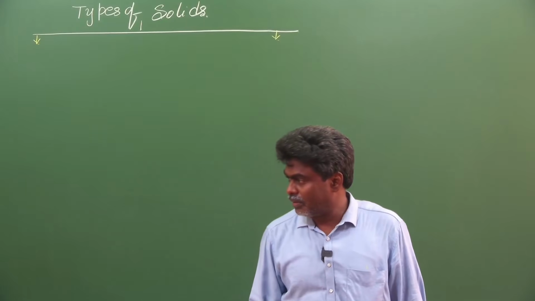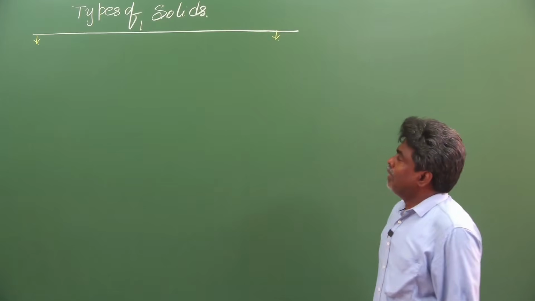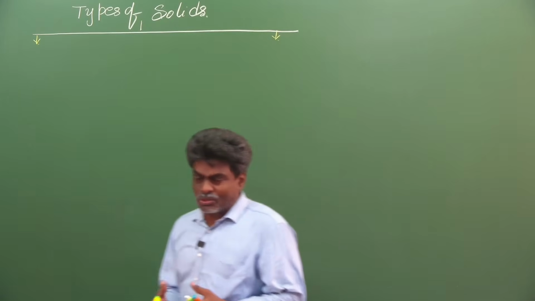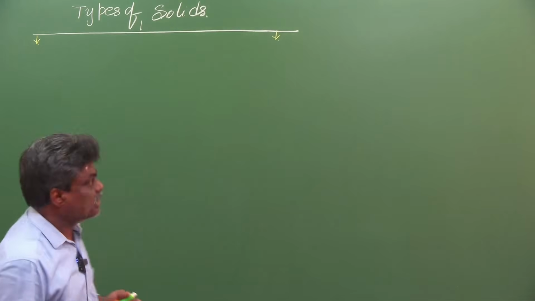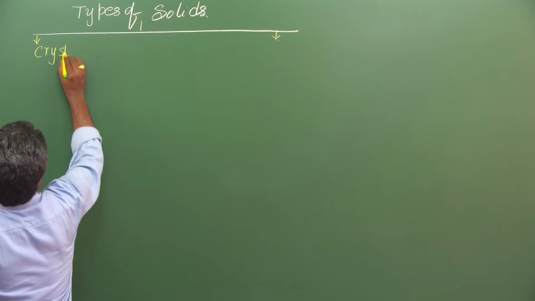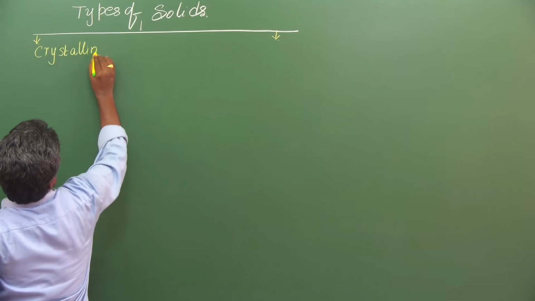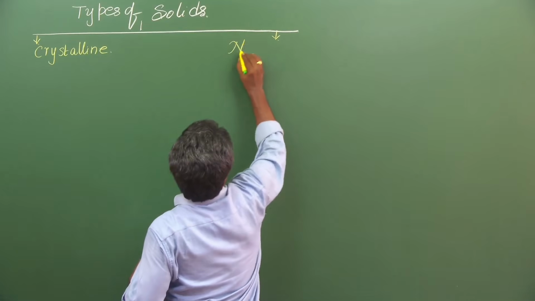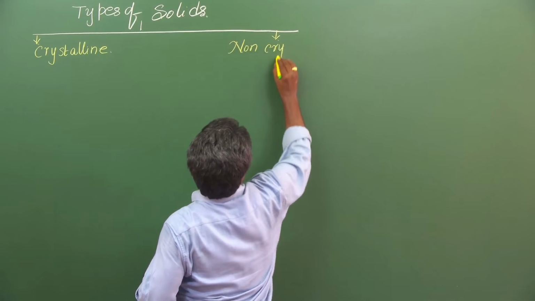Are you ready? Right. Now come to the next one. Types of solids. How many types of solids do you have? The first one, crystalline solids and non-crystalline solids.